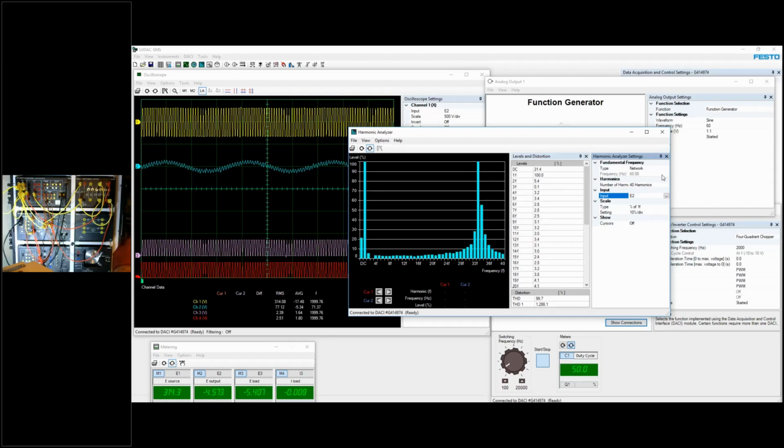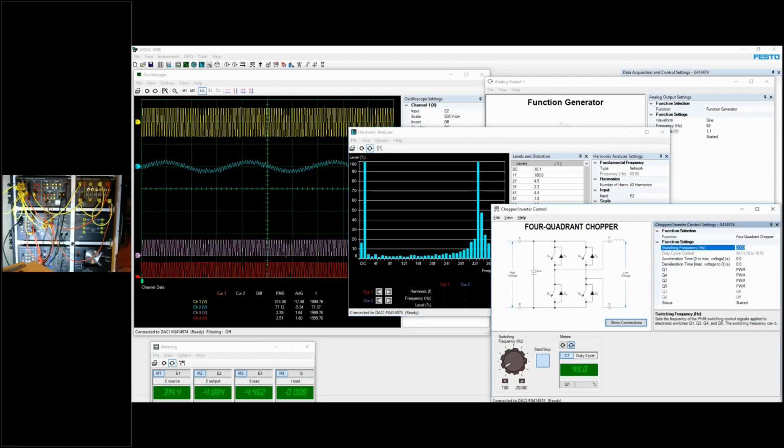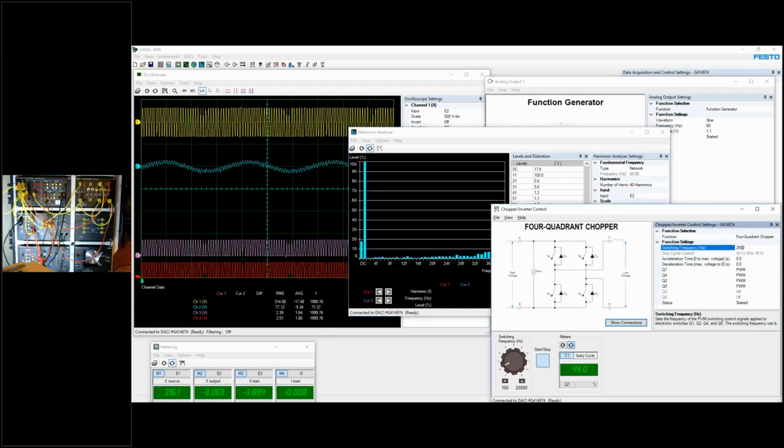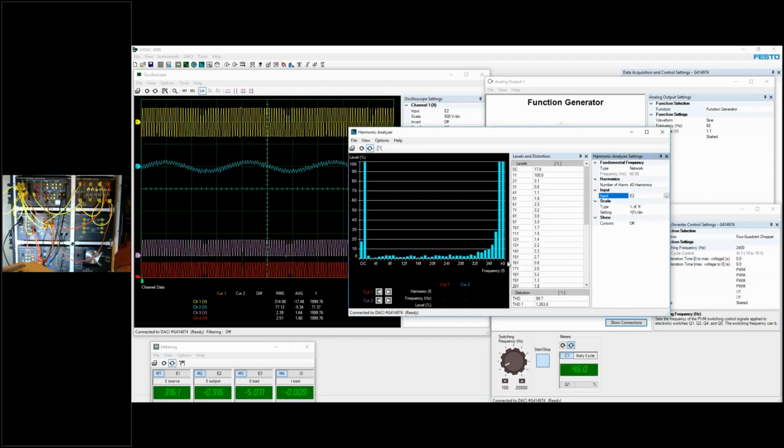Where does that come from? Well, if you take 2000 Hertz, which is my switching frequency, divided by 60, that's exactly what you will get, 33, which is the order of the harmonics we get here. If you want to see if we can change that, let's bring that up to 2400. And you will see that now our harmonic is in fact at the 40th harmonic, 2400 divided by 60.